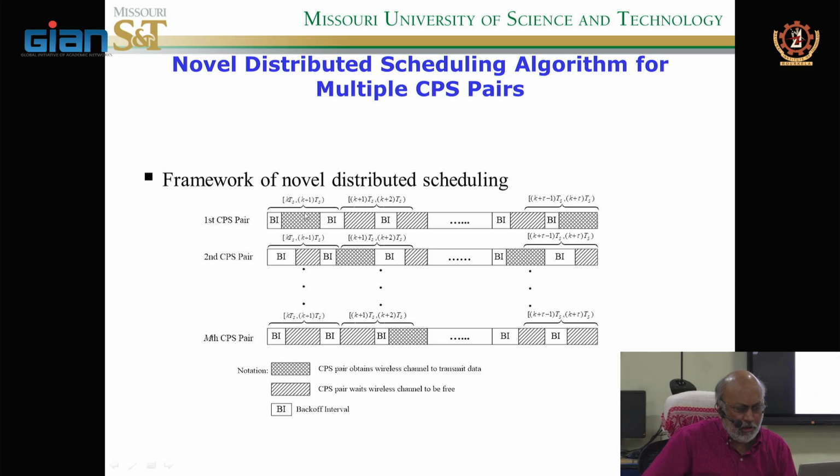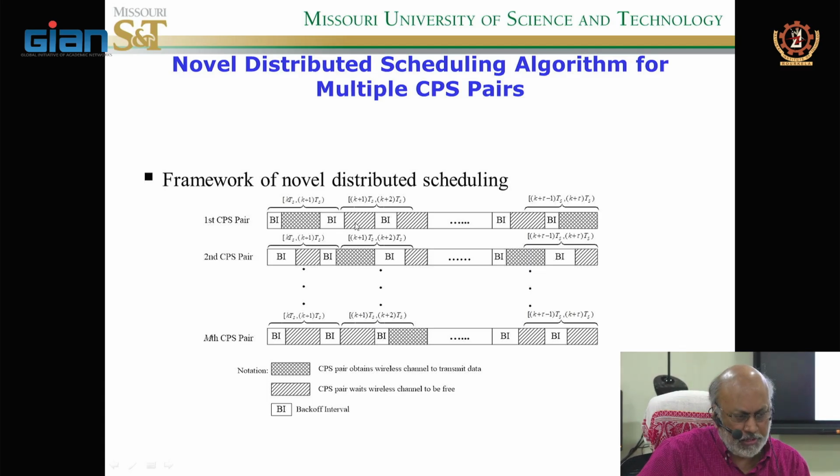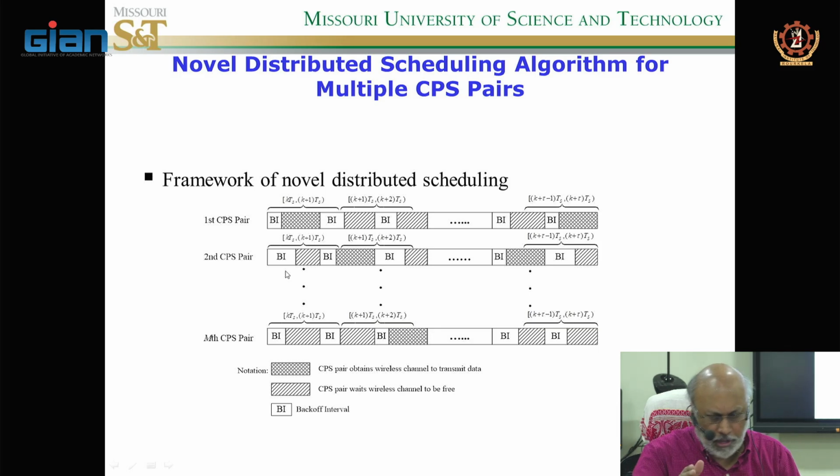But if there is a collision, or if somebody is already transmitting, then you back off. Then you try again to transmit. So this kind of thing goes on. You see the first CPS pair, second CPS pair, up to the mth CPS pair. They always have a shifted pattern. And this type of thing means the CPS pair waits for the wireless channel to be free. So if this one is transmitting, the others have to wait, because only one can transmit. Got it? Only one can transmit.